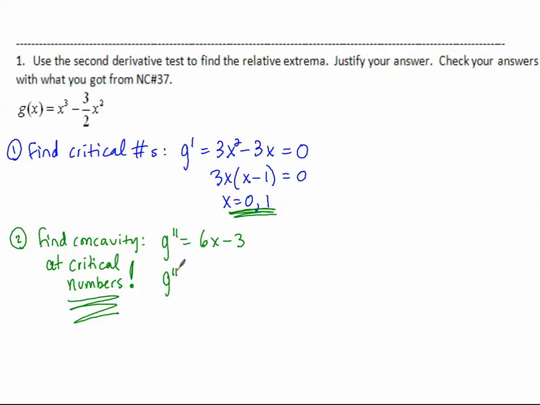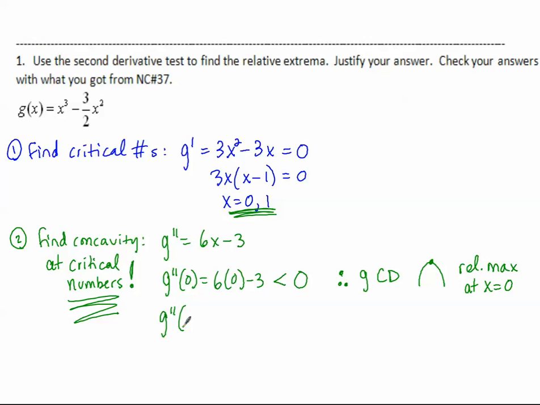So G double prime at my first critical number, 0, is, I don't care what value, what sign is it? It looks like it's less than 0, it's negative. Therefore, G is concave down, looking like this, and that means there is a relative max at x equals 0.